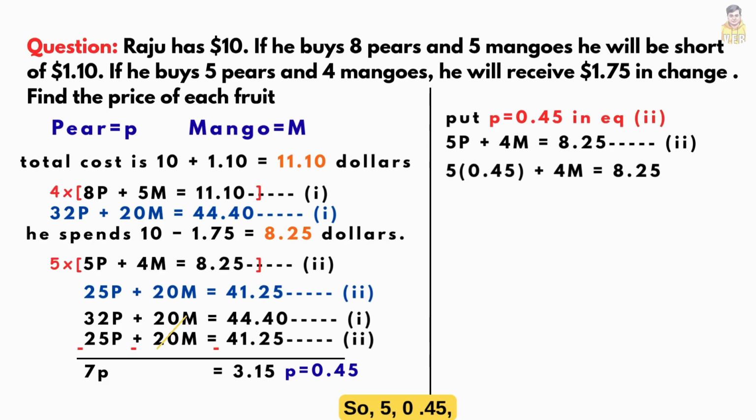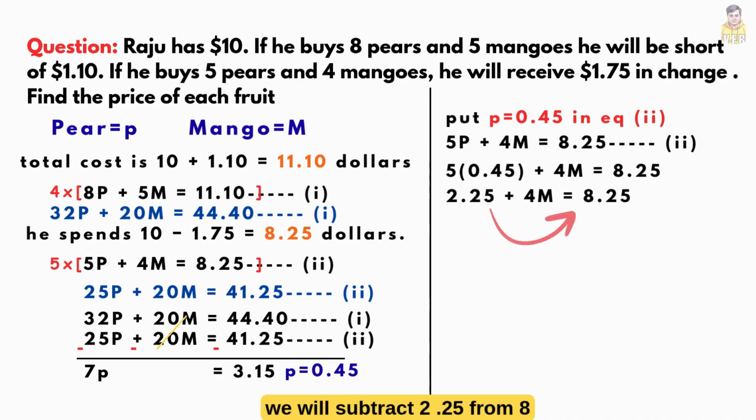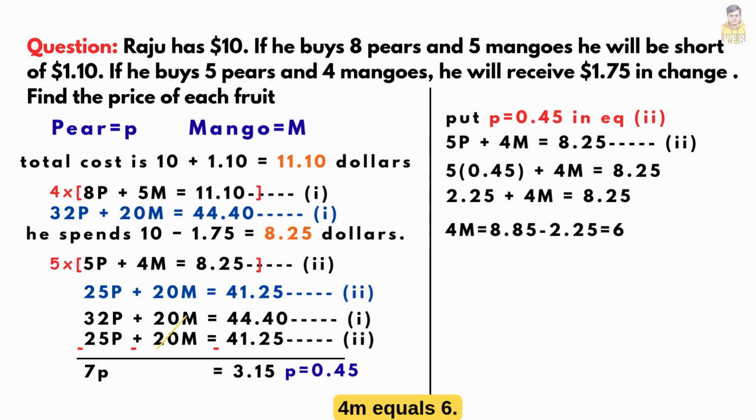So, 5 times 0.45, plus 4M equals 8.25. 2.25 plus 4M equals 8.25. Now, we will subtract 2.25 from 8.25. We will get 4M equals 6.